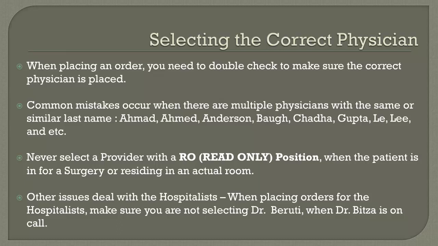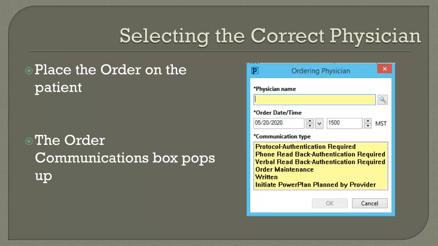Because you are not a provider or a physician, anytime that you place an order on a patient, you will have this order communication box that pops up. Within this order communication box, we have the physician name, the order date and time, and a communication type. The communication types deal strictly with how you receive that information to activate the order. We'll go into more of that in detail later.